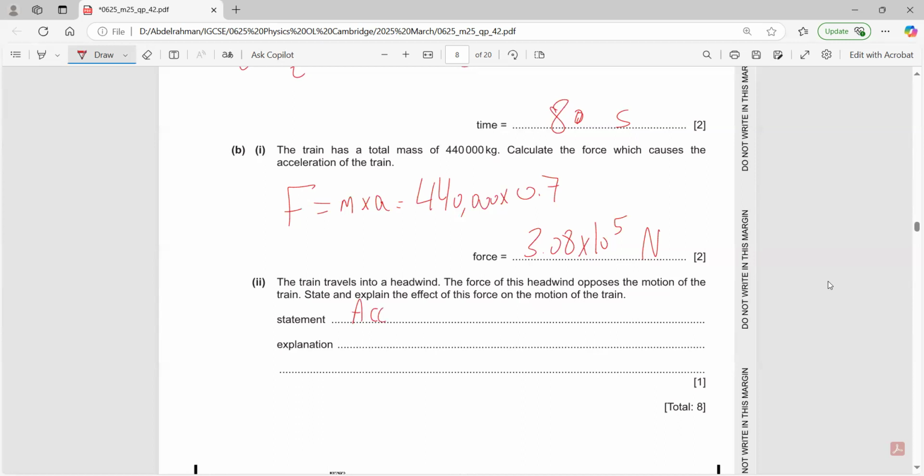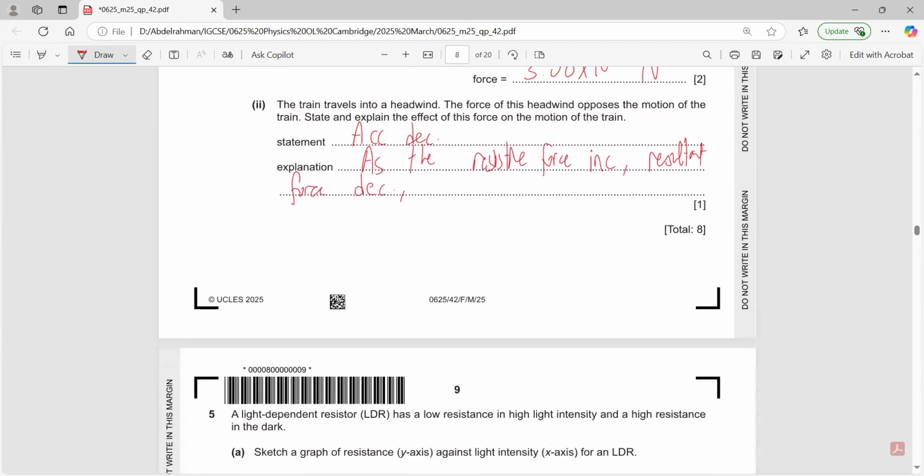The acceleration of the train decreases. Why? The resistive forces increase. What happens to the resultant force? The resultant force decreases, and therefore the acceleration decreases.